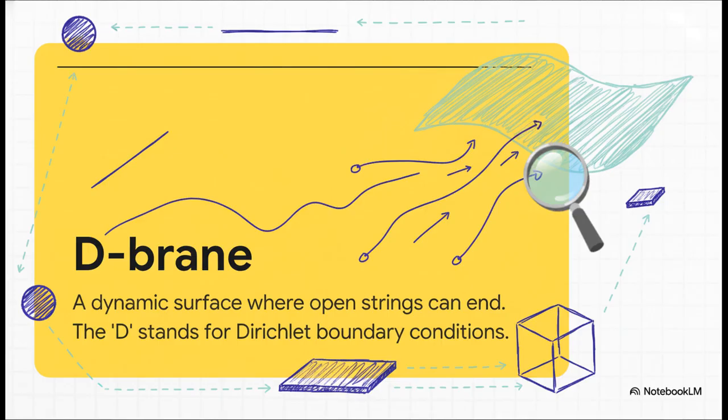A D-Brane is a dynamic object. The D actually stands for Dirichlet, which is just the fancy mathematical name for the rule that nails the ends of an open string in place. And brane, well, that just comes from the word membrane. But the P in P-brane is super important. It tells you how many spatial dimensions the brane itself has. So a D0 brane is a point, a D1 brane is a line, a D2 brane is a plane, and you can keep going, all living inside our higher dimensional space-time.